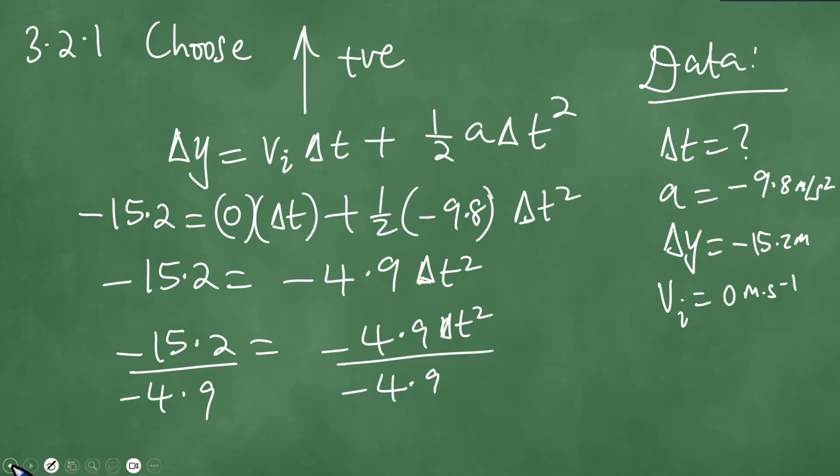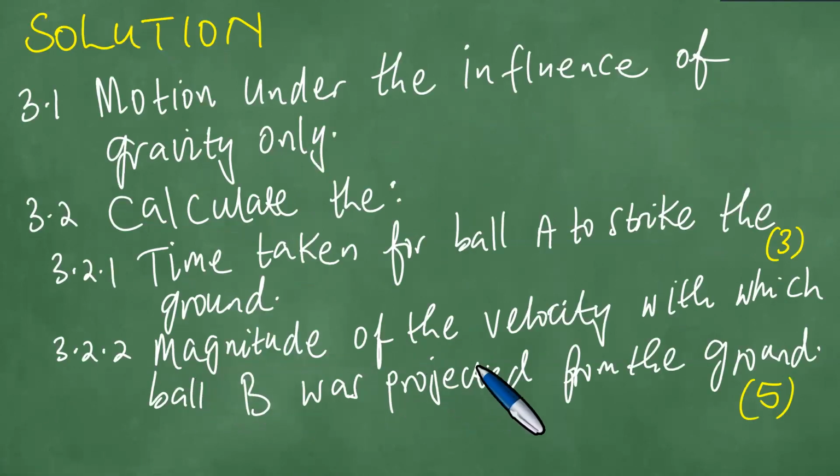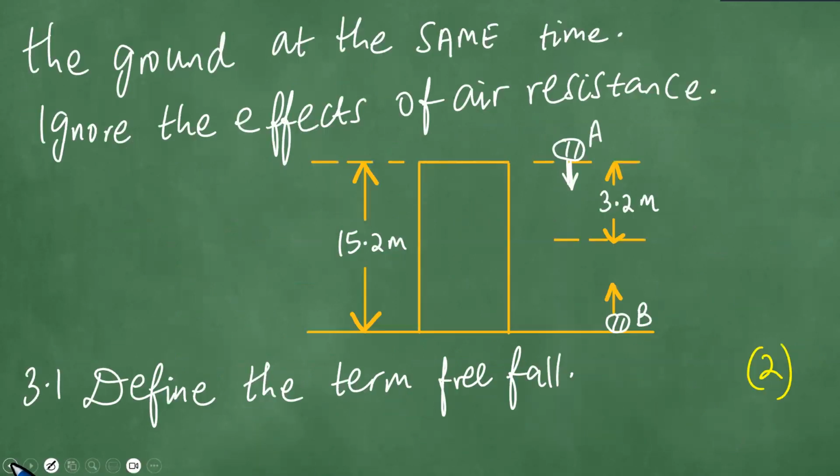Right, 3.2.2, the magnitude of the velocity with which ball B was projected from the ground. At what velocity was this ball B thrown up? That's the question. How fast was it moving when it was projected straight up? So what was the initial velocity of this ball?